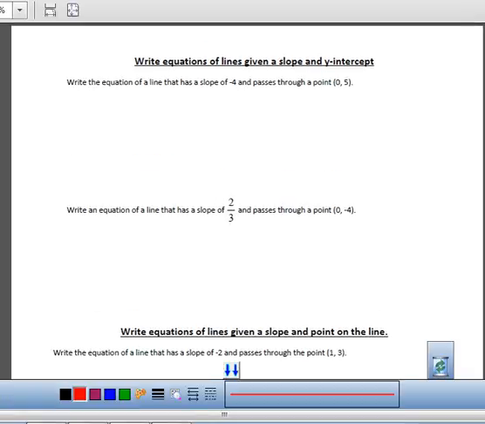So we've got some different problems. I'm not going to do all of these with you. I'm going to do the first one and then ask you to do the second one on your own. Okay, the first one on page 20.